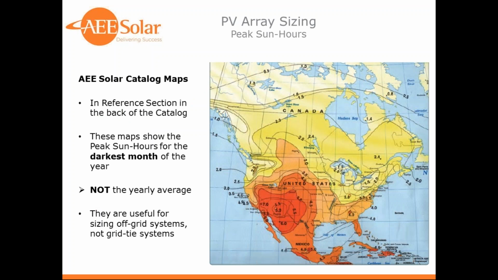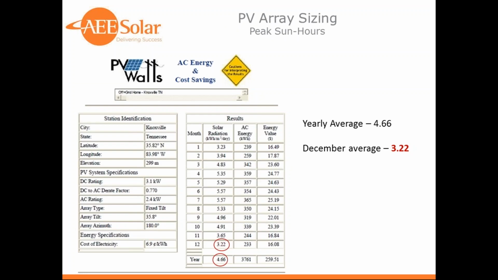These maps show sunlight potential or peak sun hours during the darkest month of the year all over the world. This is not the yearly average, it's the darkest month. So these maps are useful for sizing off-grid systems, but not useful for sizing grid tie, where you're looking at a yearly average and not the darkest month. But probably the best way to do it is to use PVWatts, which is the online calculator from the National Renewable Energy Lab. This is a screenshot from the first version of PVWatts.